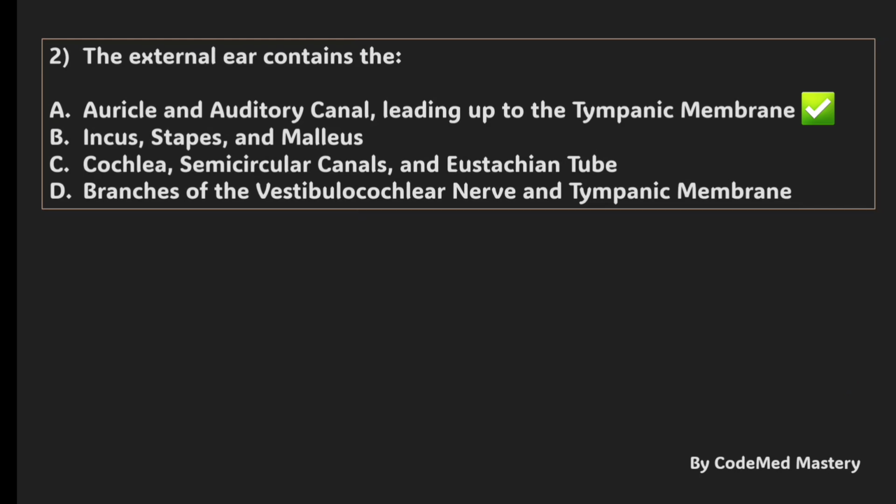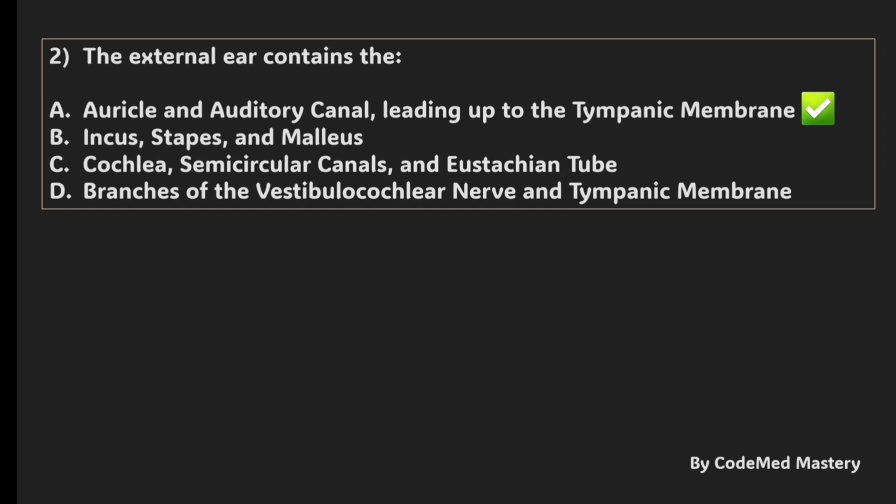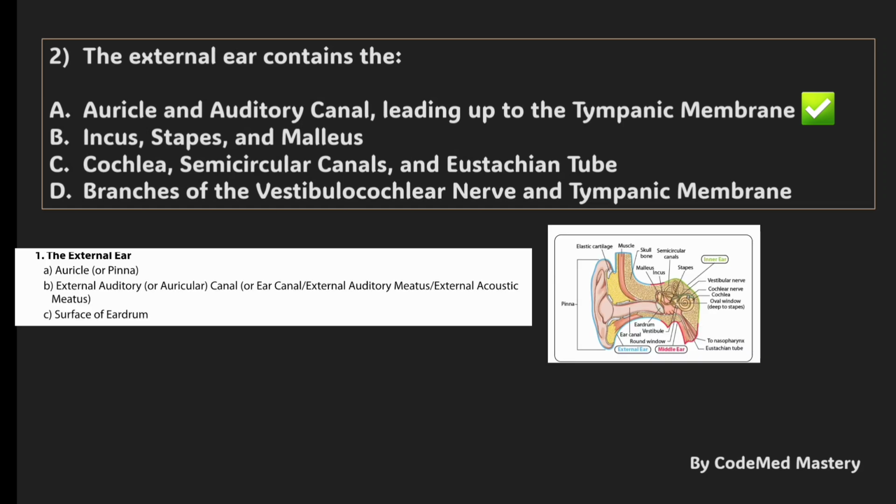If you don't know the answer, you can find this answer in your ICD manual. In chapter 8, Diseases of the Ear and Mastoid Process, they have mentioned the anatomy of the ear with a diagram. In that you can find the external ear contains auricle, auditory canal leading up to the tympanic membrane.